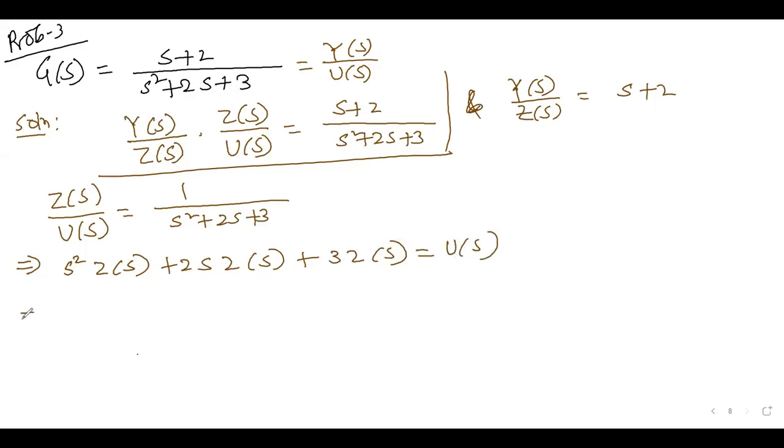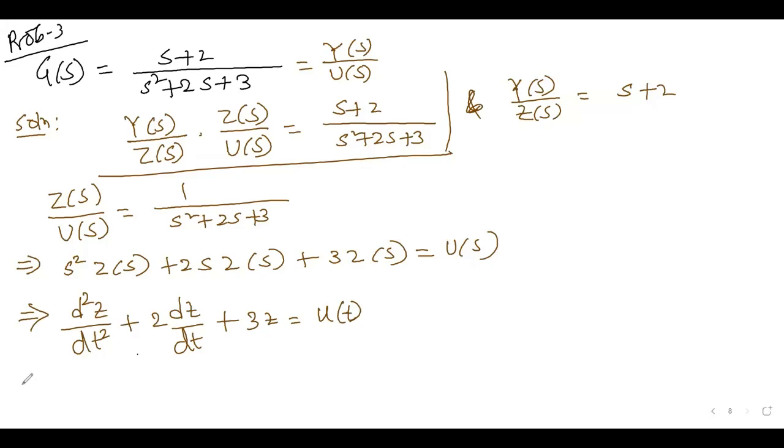All right, so taking inverse Laplace transform, s squared Zs what will it be? Second derivative of z, right? Second derivative of z plus 2s Zs what will it be? 2 dz/dt, and this is 3z is equal to ut. Okay, clear?